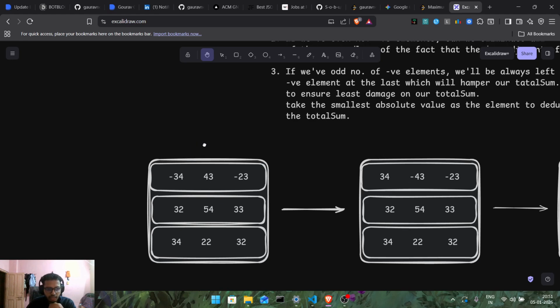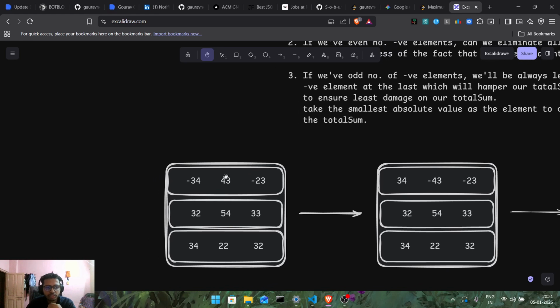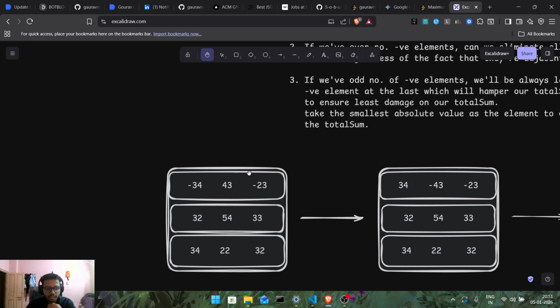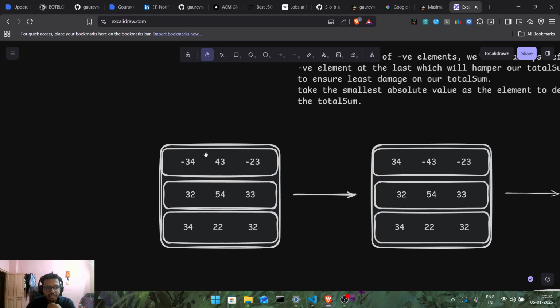But can we say that by performing a certain number of operations, we can turn negatives into positives? If we take two adjacent elements and perform the same operation on negative adjacent elements, then we can get the positive elements. How does this happen? Take minus 34, 43, minus 23.